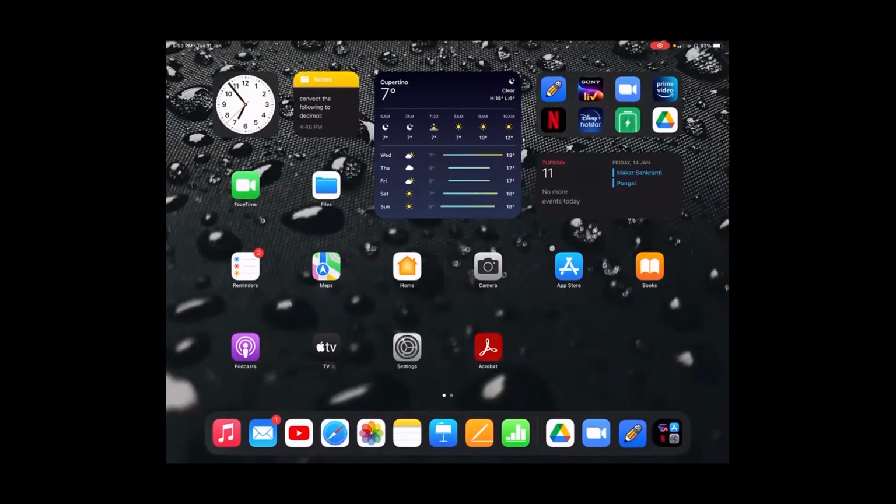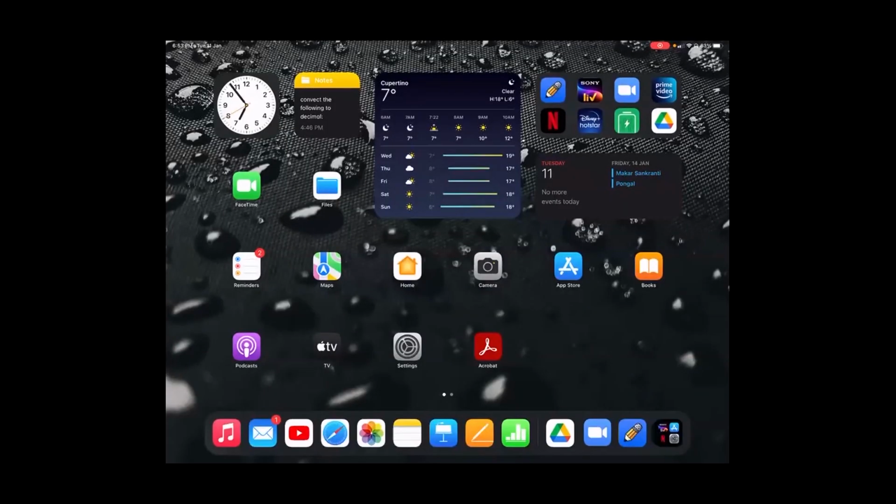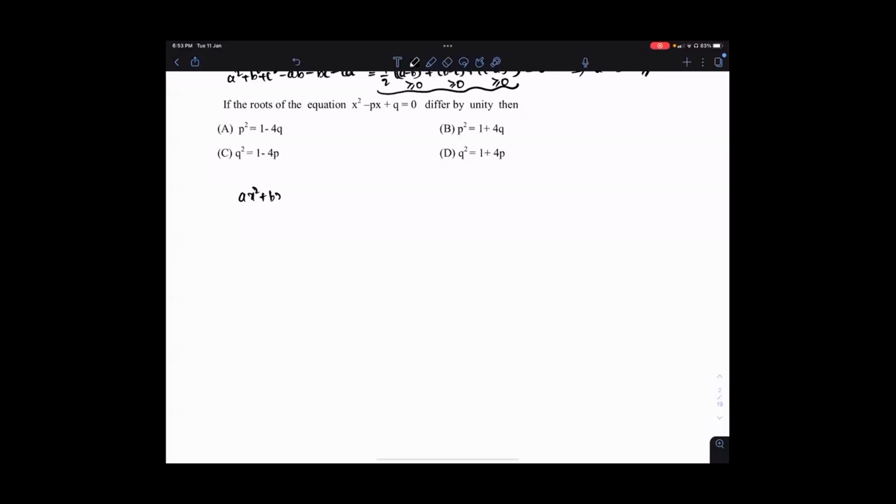Now, next one. If the roots differ by unity. Whenever you have a quadratic equation ax square plus bx plus c equal to 0, we are familiar with the sum of the roots, which is minus b by a. We know the product of the roots, c by a. But what is the formula for the difference of the roots? It is also very important, guys. Square root of discriminant by mod a.